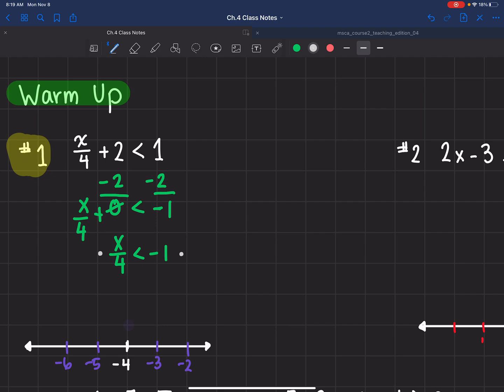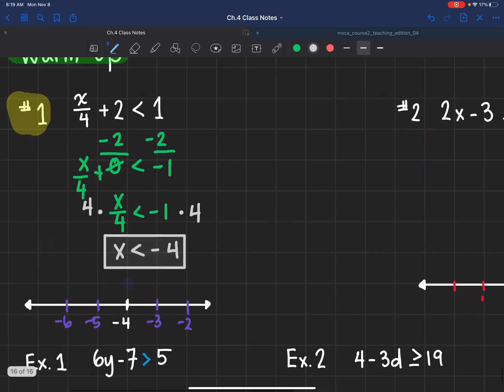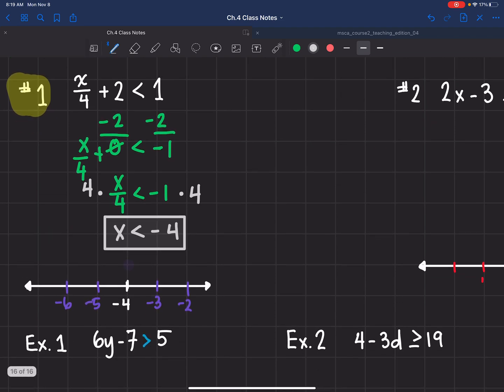You want to get rid of the 4 by multiplying both sides by 4, and then we're left with x is less than negative 4. So you want to undo what you see. You see add 2, subtract 2. You see divide by 4, you multiply both sides by 4. Okay, and here we go. And here is negative 4.